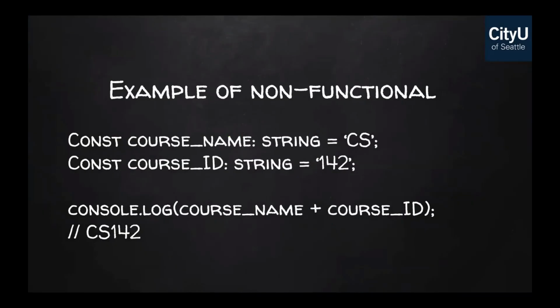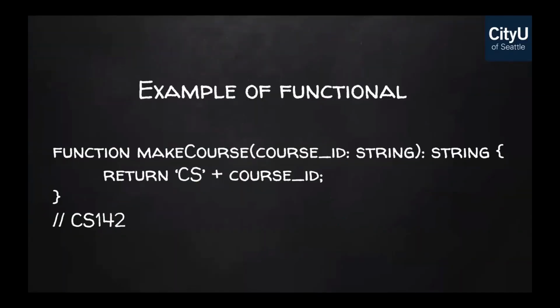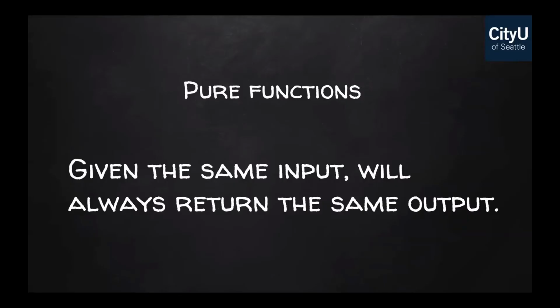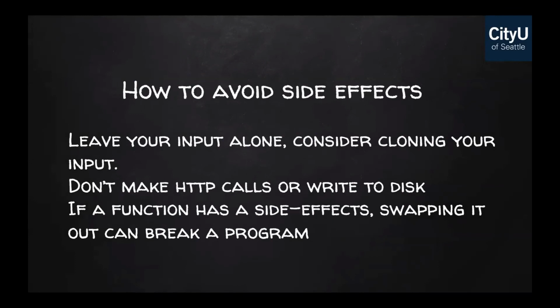We did the example of non-functional: just have two variables you add in. Example of functional, you use a function. Pure functions produce no side effects. Don't do a console.log or write out to a file. No global variable dependency. Whatever you input, compute, and return as output should be the same. That's it.